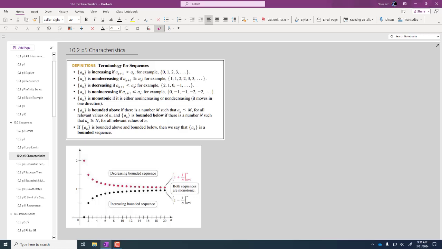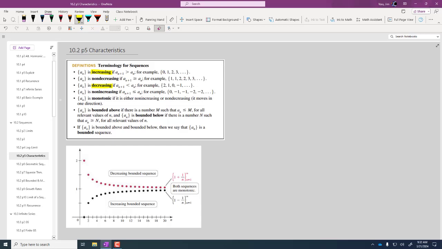And so here, this slide is all about just some terminology, and it's very intuitive. When you're thinking about an increasing sequence and you visualize it, the terms are getting bigger. So that's what this says. A sub n plus 1 is the term that's right after a sub n. It's the next term. And all we're saying is that if the next term is always bigger than the prior term, we call it an increasing sequence. Similarly, decreasing, if the subsequent term is smaller, if it's less than, then we call it a decreasing sequence.